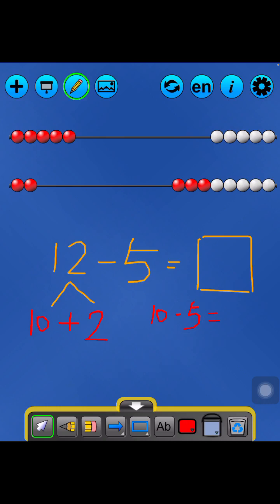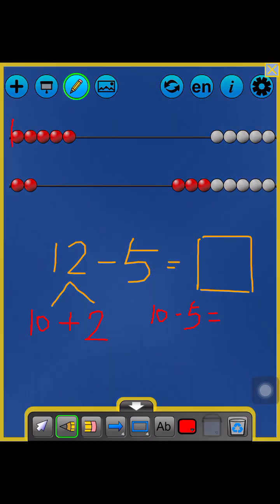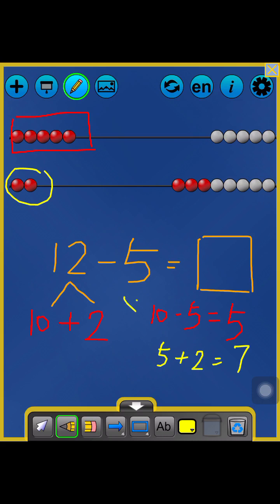So now on the left hand side, how many bits are left? Yes, it's 5. How about the second row? How many bits? Yes, there are 2 bits. 5 plus 2 equals 7. So when we do 12 minus 5, we first subtract 5 from 10, and then 5 plus 2 equals 7, and the answer is 7.